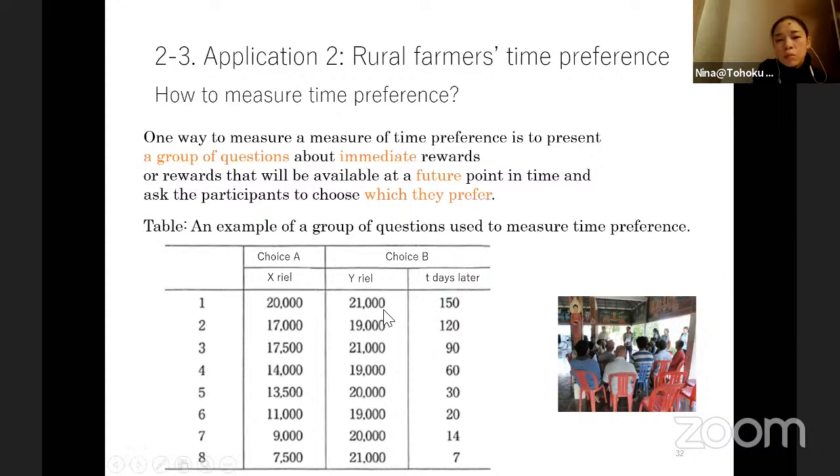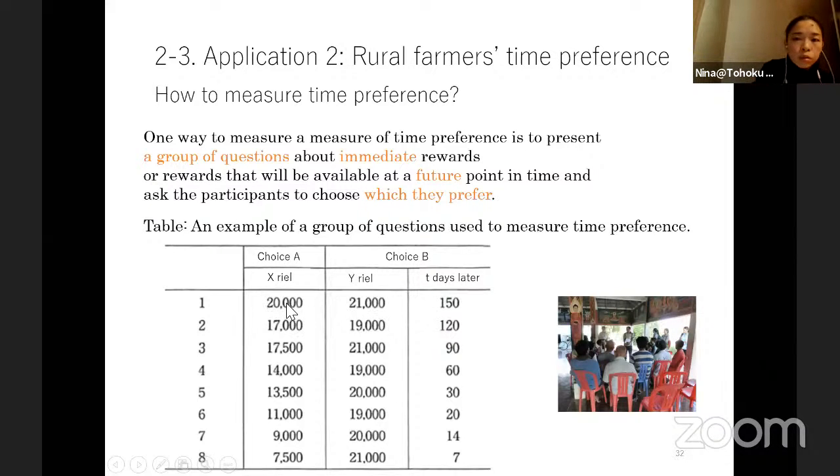I guess most of you will not wait. Maybe you will choose choice A. In my case, I don't wait. I want choice A now. And then next, 70,000 now, or 90,000 4 months later. The amount is a little bit increased in the future, and the time is a little bit shorter. So in my case, I will wait maybe. In this case, my switch point is here, number 2. I will switch from choice A to choice B at number 2.